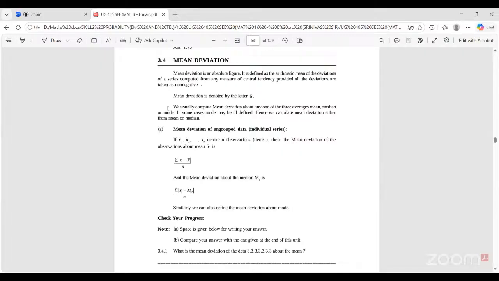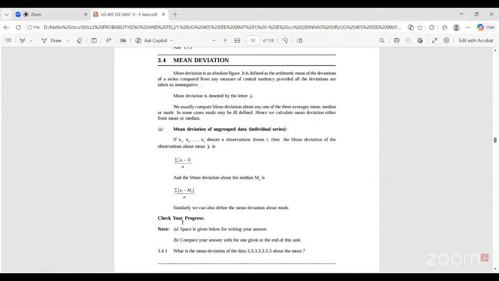It is defined as the arithmetic mean of the deviations of a series, computed from any measure of central tendency, provided the deviations are taken as non-negative. Mean deviation is denoted by the letter delta. We usually compute the mean deviation about one of the three averages: mean, median, or mode. In some cases the mode may be ill defined.